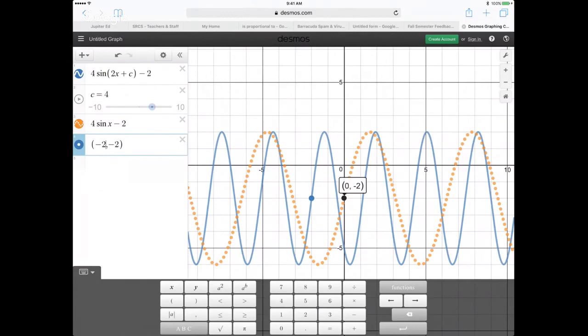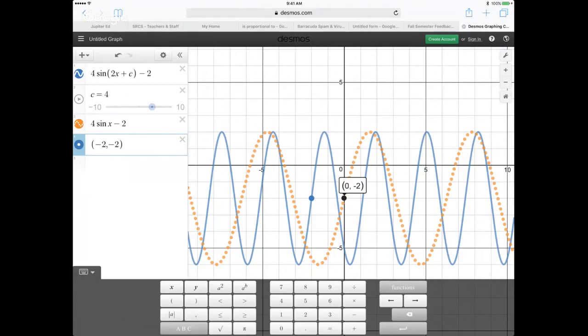So it did move left 4 in a way, just like you said, but then that leftward movement got shrunk towards the y-axis, and now it's only left 2. So you would divide 4 by 2 and you get left 2 because of C over B. Correct. It is always C over B.